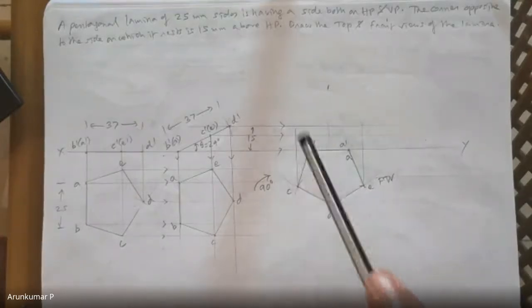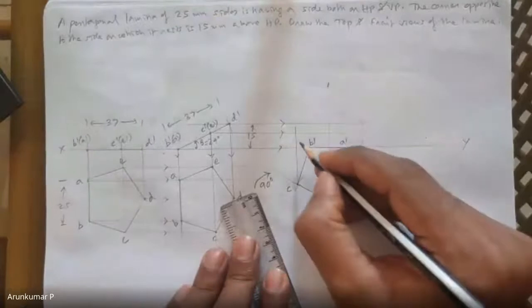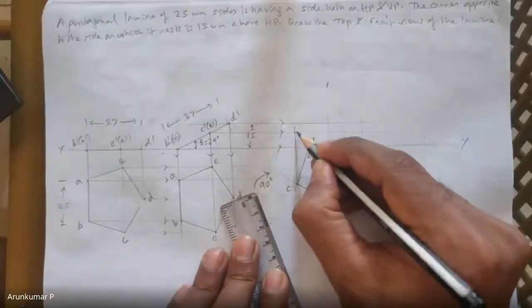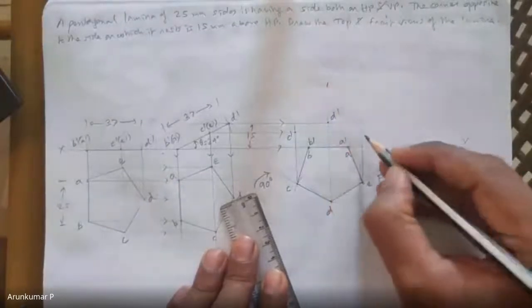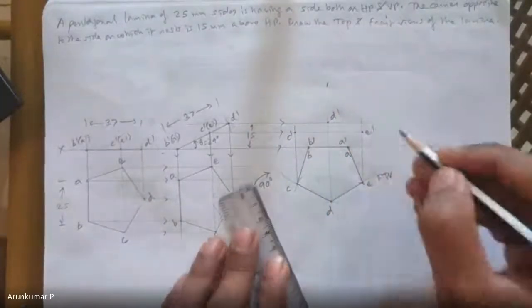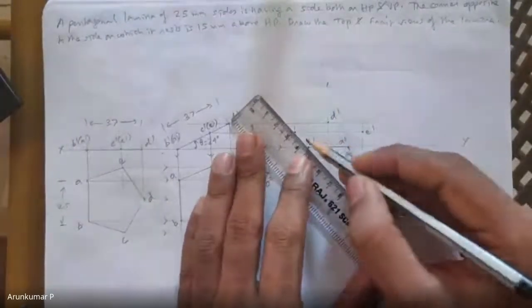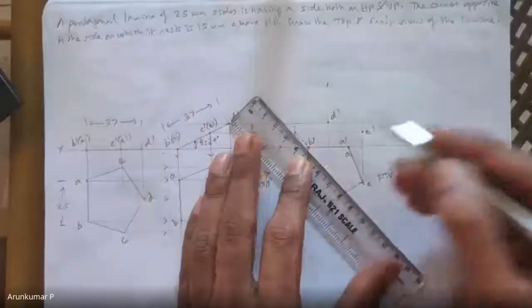So please observe this step. And of course, C, C dash, this is C dash, D, D dash, this is D dash, E, E dash, this is E dash. Join them. You'll get your final front view.